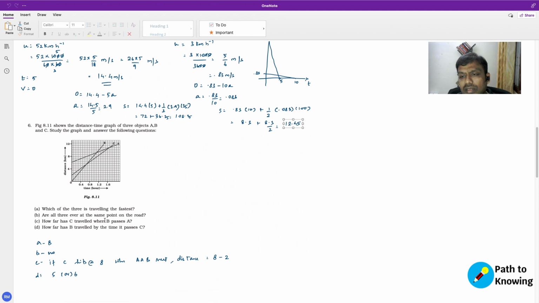How far has C traveled when B passes A? Right. So how do we find the moment when B passes A? For B to pass A, which means that B and A should have met at the same time, right? So this is the line for B, and this is the line for A. So B and A have met here, right? B and A have met here at time 1.2, approximately around 1 and 1.2 is when B has crossed A, right? Now, at this point, where was car C? Car C was somewhere here, right? So this is the path that car C had taken.